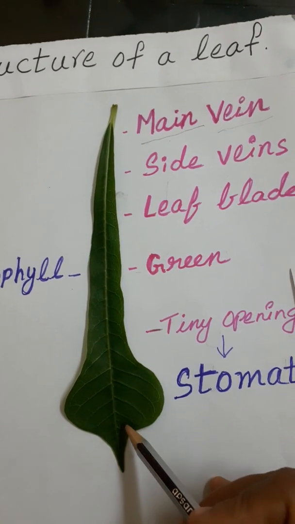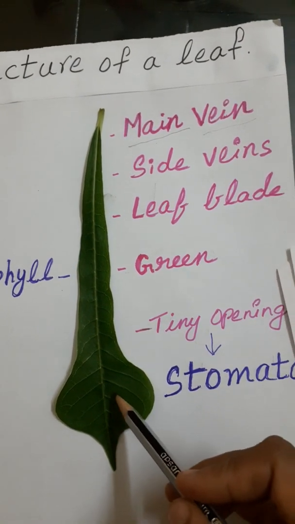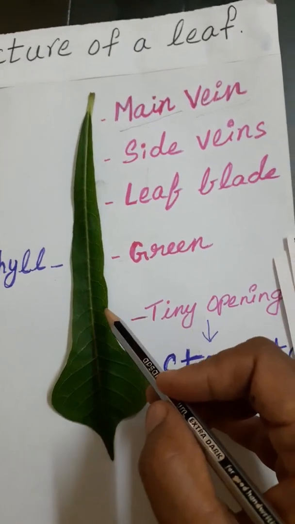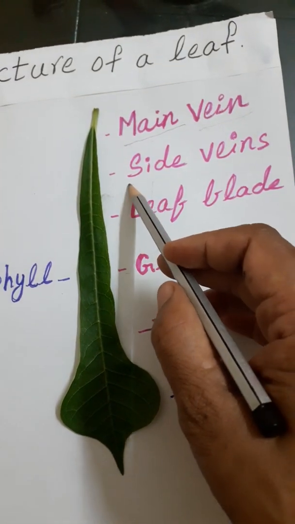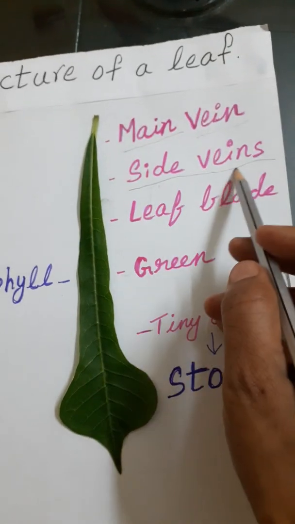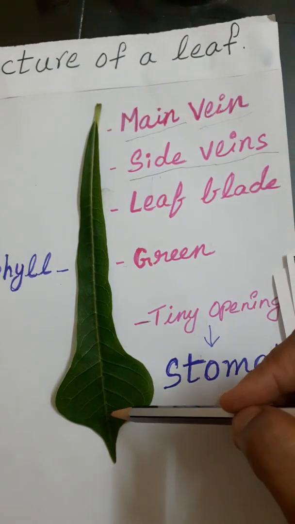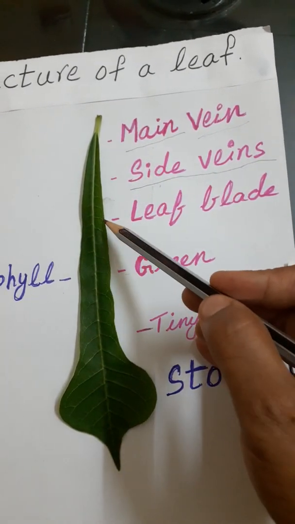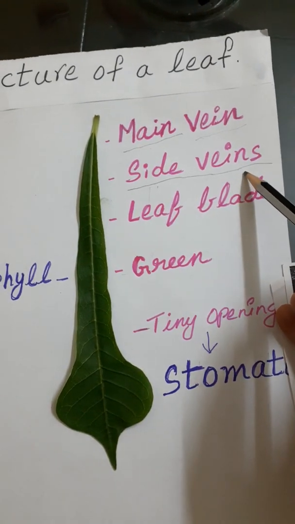And there are sideways lines. These are called side veins. Side, V-E-I-N-S, veins. Side veins. The center one is main vein and the side ones are side veins.